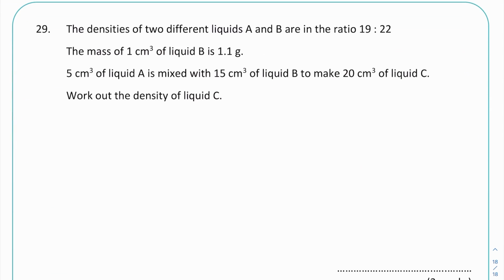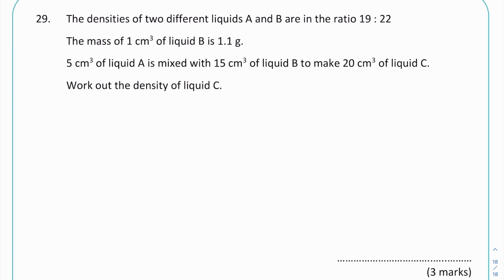It says the densities of 2 different liquids A and B are in the ratio 19 to 22. The mass of 1 centimetre cubed of liquid B is 1.1 gram. 5 centimetre cubed of liquid A is mixed with 15 centimetre cubed of liquid B to make 20 centimetre cubed of liquid C. Work out the density of liquid C.